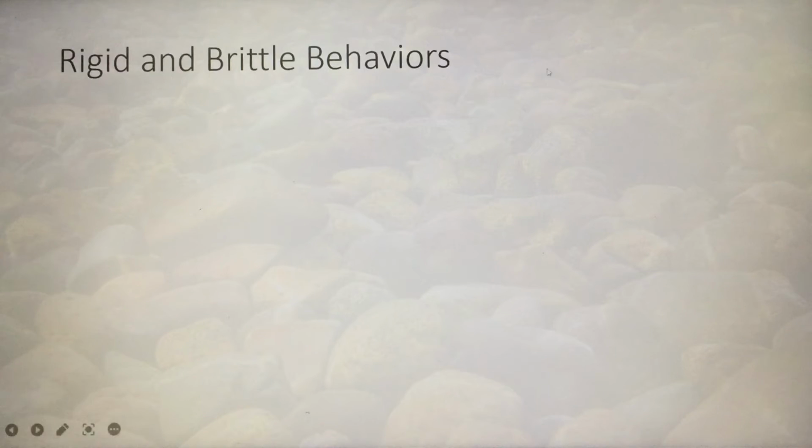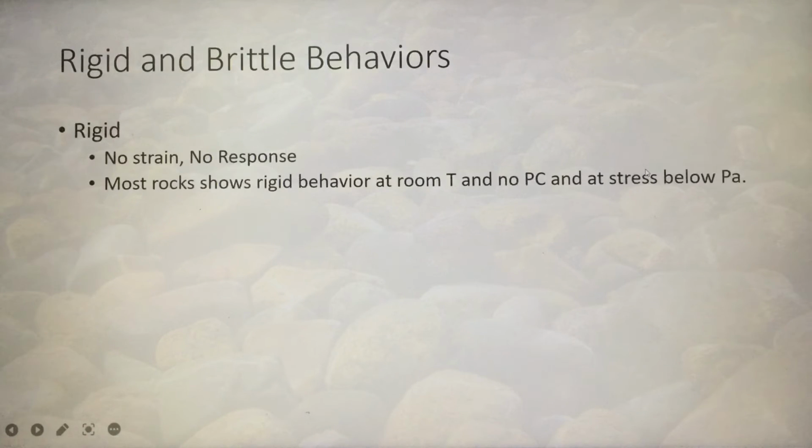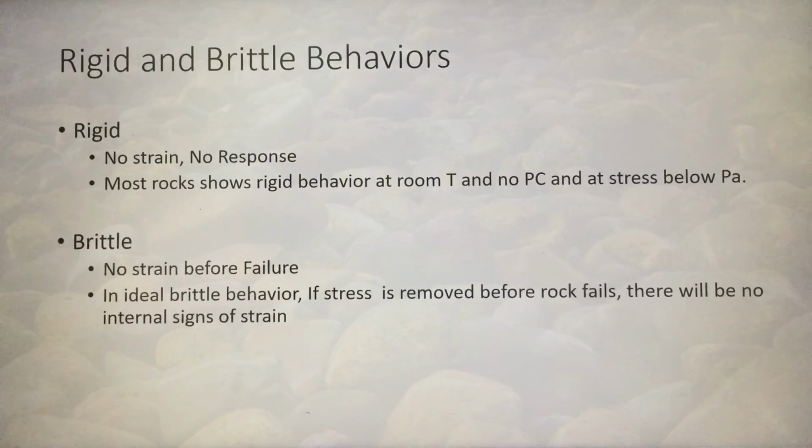Behaviors. Rigid: no strain, no response. Most rocks show rigid behavior at room temperature and at stress below failure. No strain before failure. In ideal brittle behavior, if stress is removed before the rock fails, there will be no internal signs of strain.